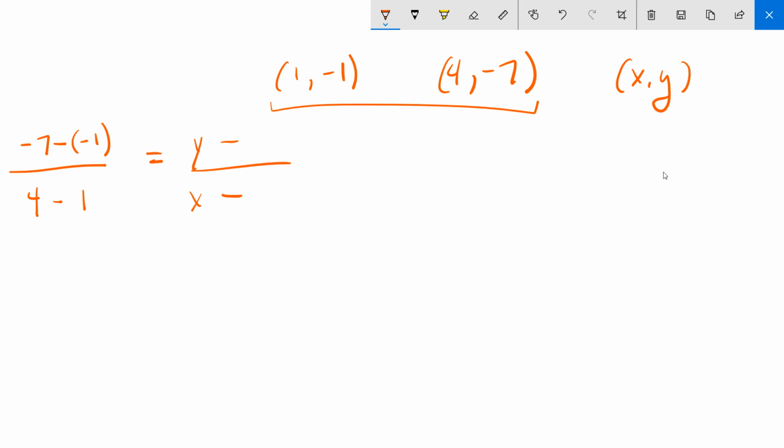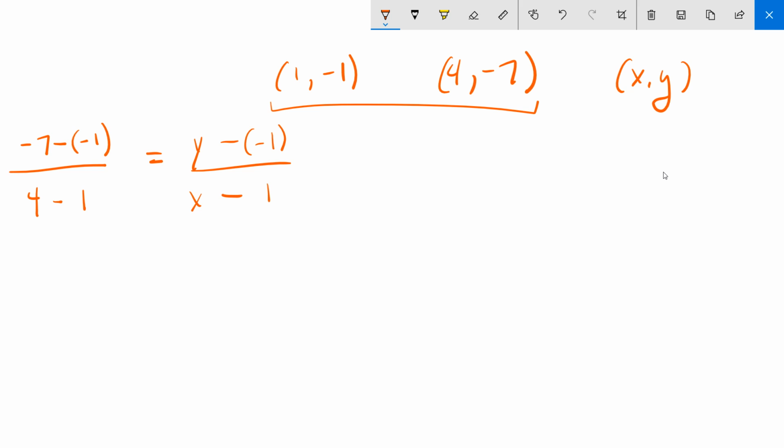I like smaller numbers because I like to work with smaller numbers. So I'm going to go with this one because ones are easy. So I'm going to say y minus a negative 1 and x minus 1. I could have put the negative 7 and 4 in though. It doesn't matter. And that's it. That's the equation of the line. I just got to simplify again.